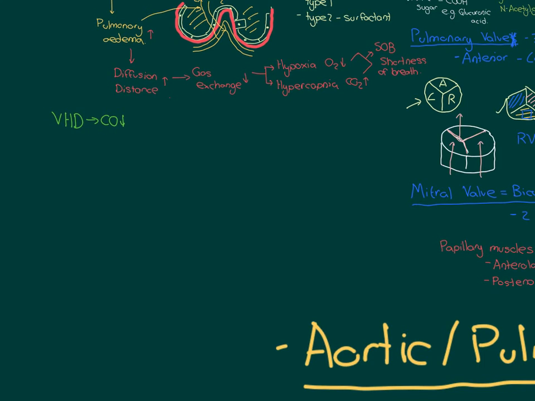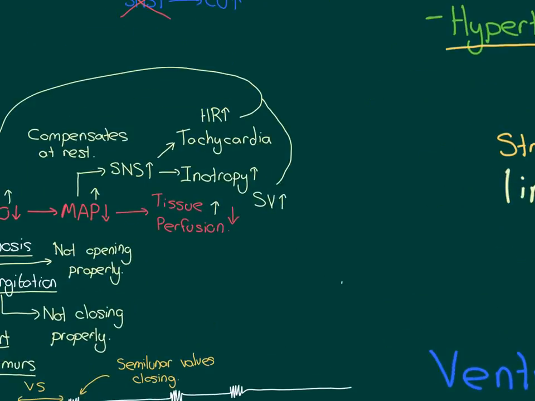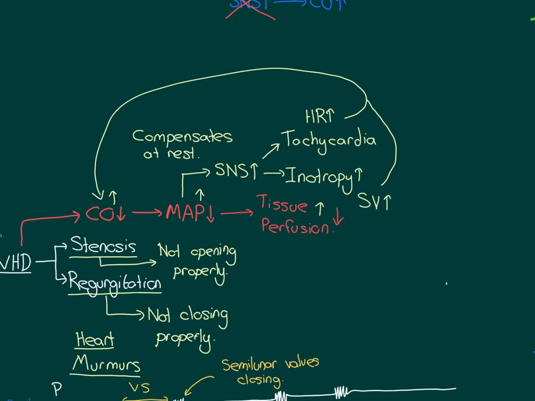And I know I've talked about how, over here, there is some sort of compensation for this. The sympathetic nervous system goes up, you get tachycardia and inotropy, which helps to bring cardiac output back up. It compensates for it to an extent. It doesn't usually bring it quite back up to what it should be, okay? So it will bring it up further than it would have been if this wasn't present.